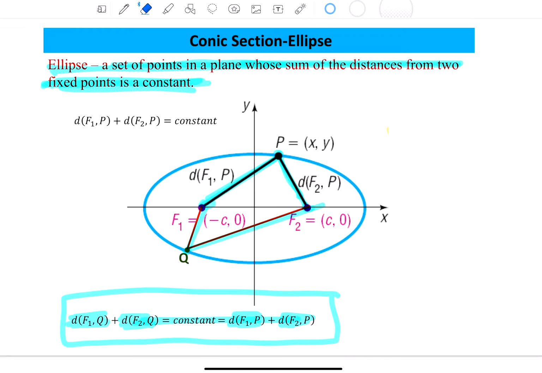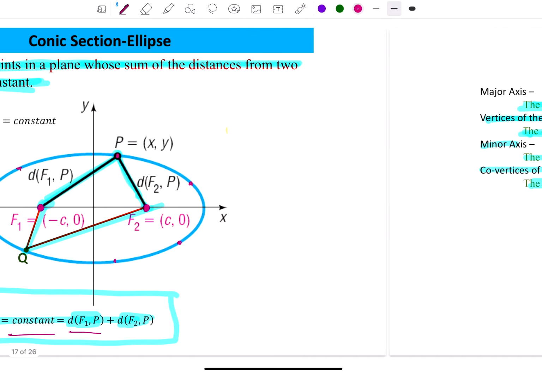A conic section, the ellipse, is the set of all points in a plane whose sum of distances from two fixed points is equal. Those two fixed points are called foci, F1 and F2. So the sum of distances from any point on the ellipse to these two points is a constant. The distance F1Q plus F2Q equals F1P plus F2P, and that's true for any points P and Q on the ellipse. So that sum is going to be a constant.